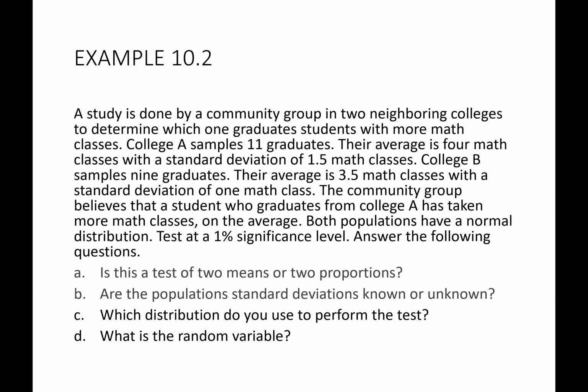The community group believes that a student who graduates from College A has taken more math classes on average than the College B. Both populations have a normal distribution, test at a 1% significance level, answer the following questions. A, is this a test of two means or two proportions?